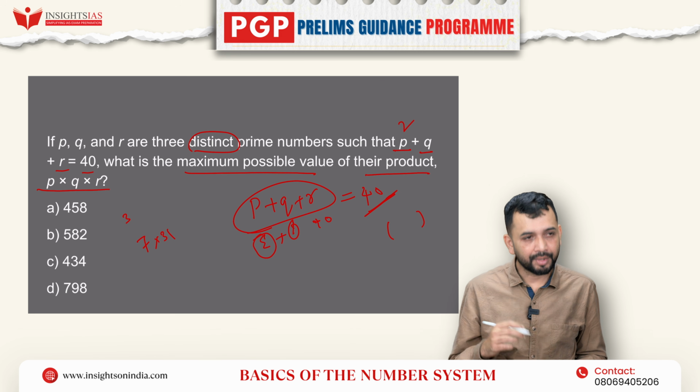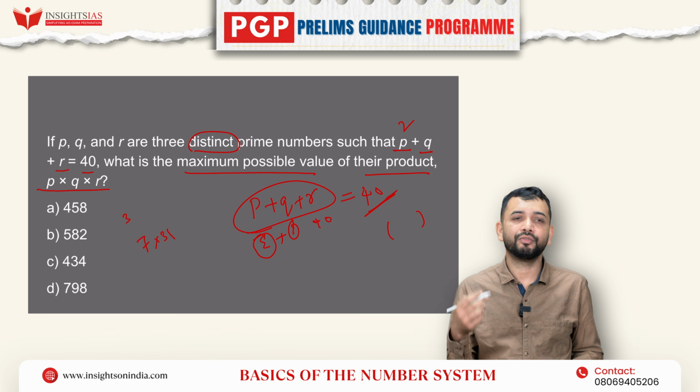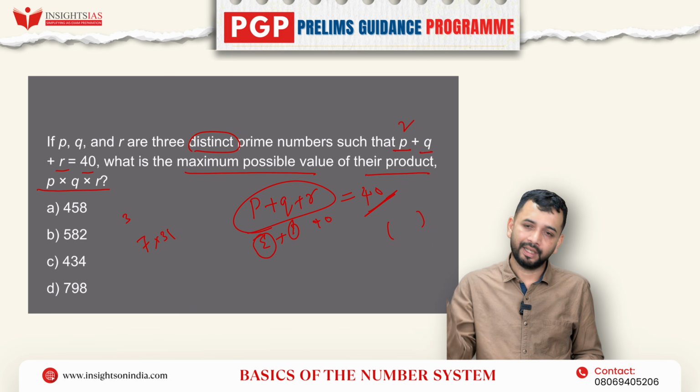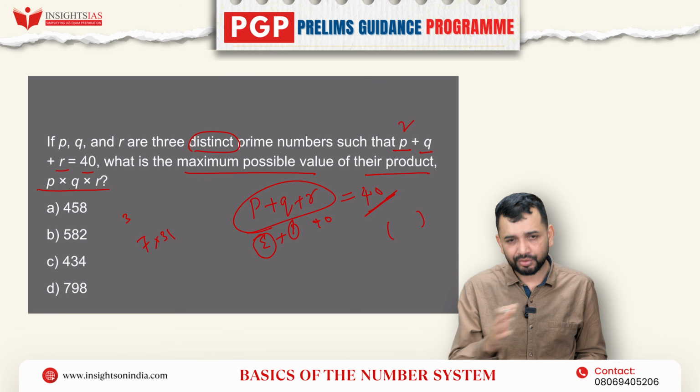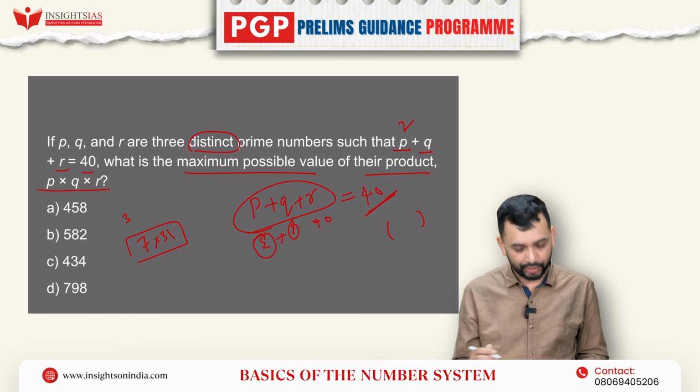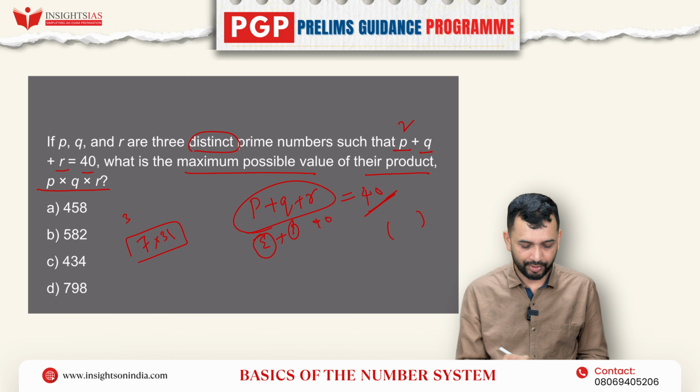Then the next prime number will be 11. For 11, if you want to make 38, then the answer should be 27. So again, 27 is not a prime number. Similarly, 13 and 25, 25 is not a prime number. You check with all the options. So you will get only one, that is 7 and 31. So the remaining two prime numbers are 7 and 31.